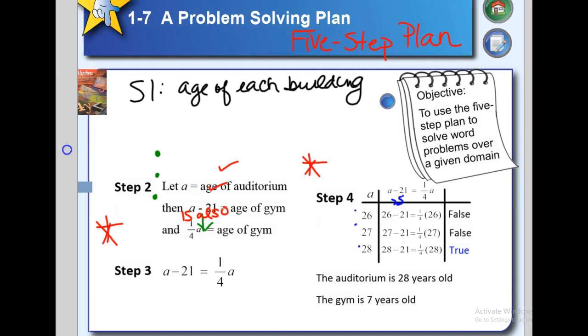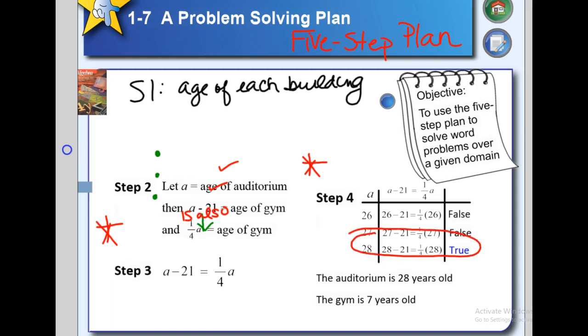Let's try the third member of our domain. Yes, 28 minus 21 is 7. And when I look at that, 1/4 of 28 is 7. So 28 is our true statement. So remember, when we get our true statement, that's our solution. So 28 is the answer.